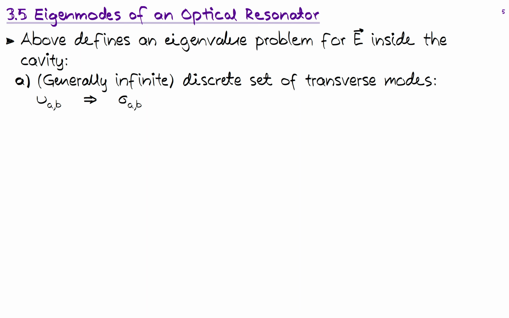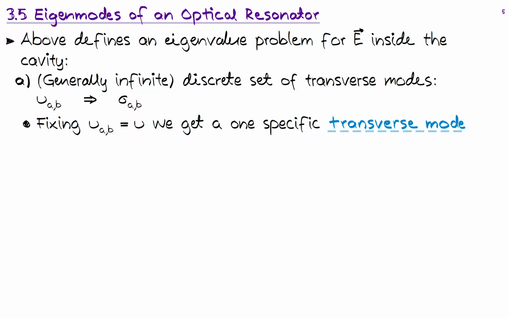In practice, it's pretty hard to make an infinitely extended laser cavity. So of course, in practice, the number of transverse modes is limited, but at least in principle, this is how the mathematics would scale up if we were able to make an infinitely large transverse cavity. Fixing the amplitude UAB, we can denote that as U, and we get one specific transverse mode. That's how the math goes.